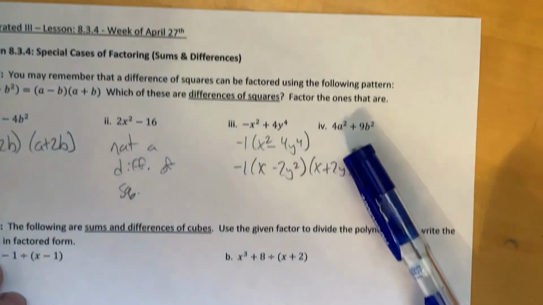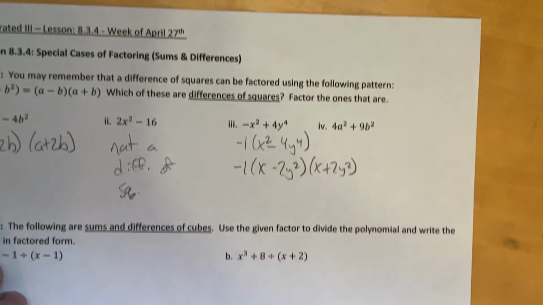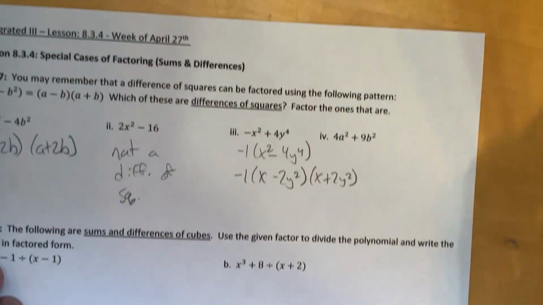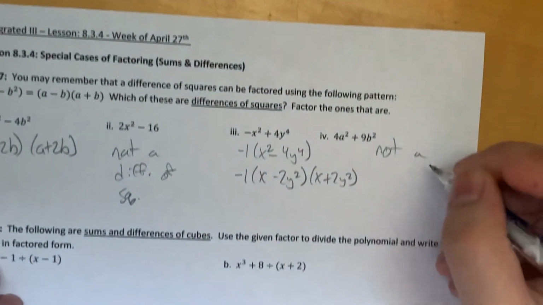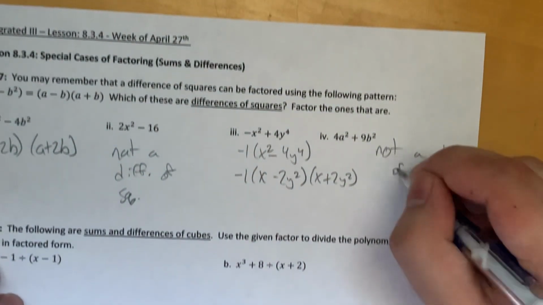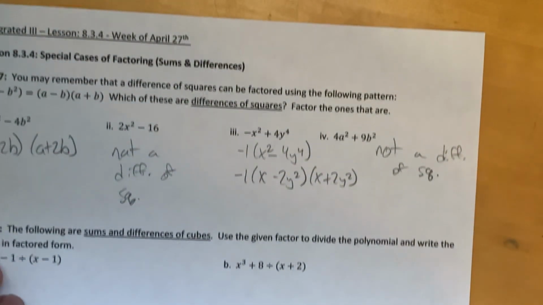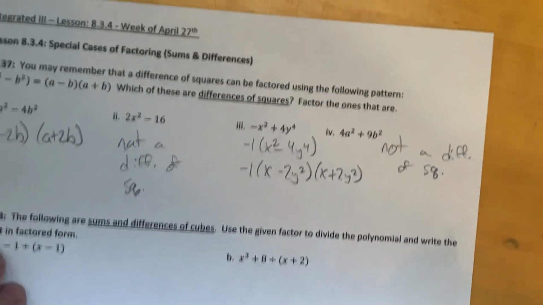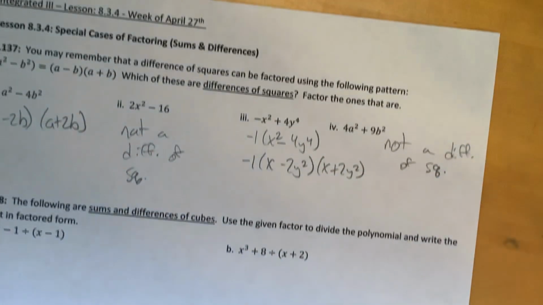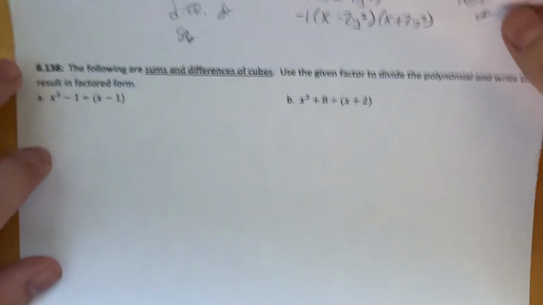So, if both are positive, can we ever make one a positive and one a negative to use difference of squares? No, but we can make both negative. Will that help us? No. So, not a difference of squares. There we go. So only 2 of them were differences of squares. So, now that we kind of remember what difference of squares are, let's do the next set of problems.